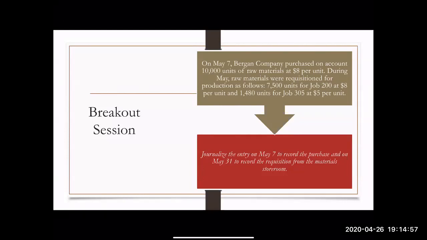So I'm going to switch to a different screen. All right, so first off, we need to record the first part, which is May 7th, right? Hopefully you have maybe a side-by-side, or you can pause it and try to work along with me. But on May 7th, it says they purchased on account. So hopefully you remember on account means accounts payable. So they purchased on account 10,000 units of raw materials at $8, all right?